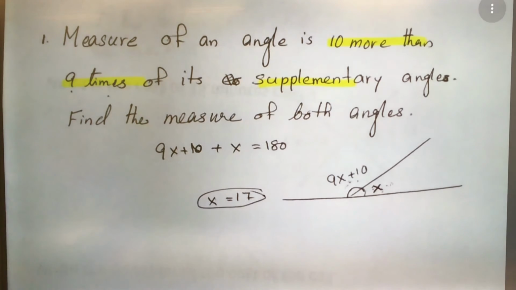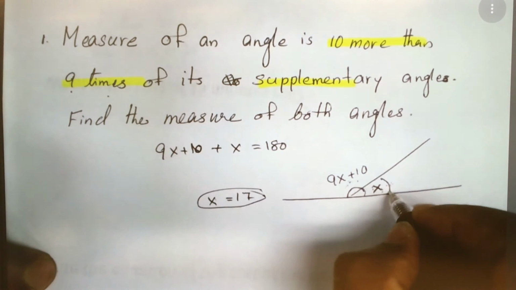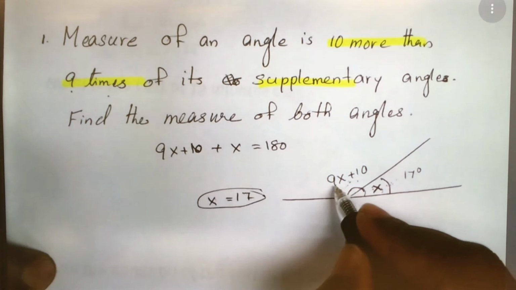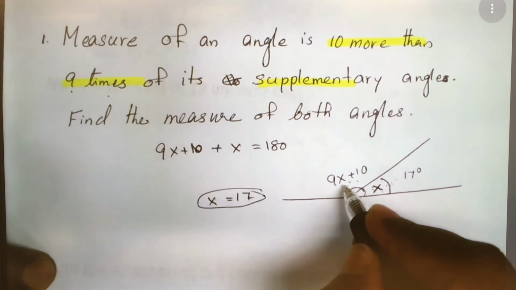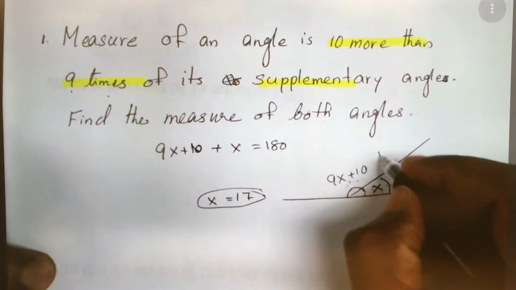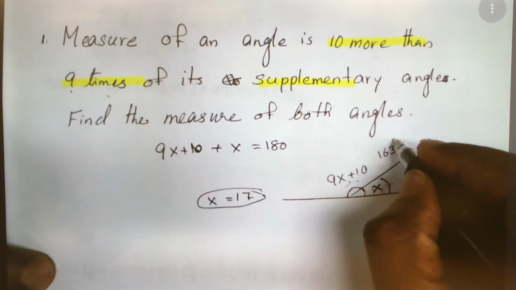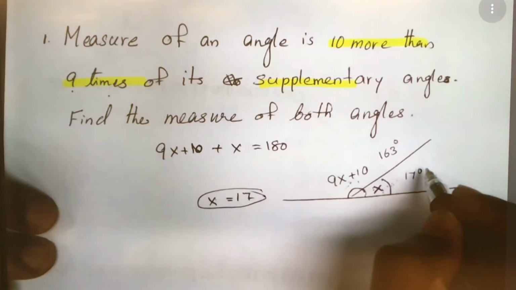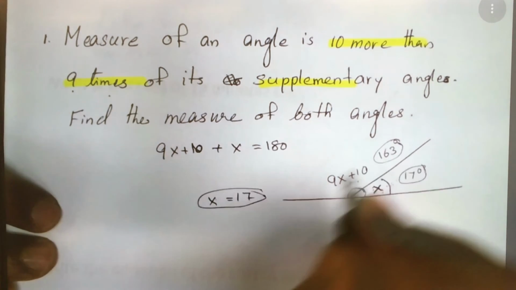So I need to figure out each angle. This angle is x, so x is 17 degrees. The second angle is 9 times 17 plus 10, which becomes 163 degrees. So I need to figure out the measure of both angles. The angles are 17 and 163 degrees.